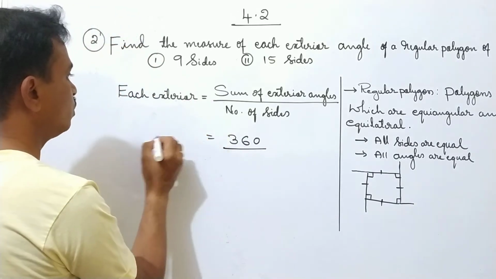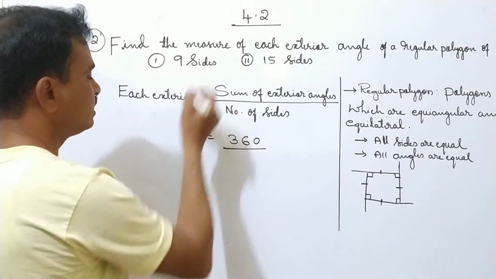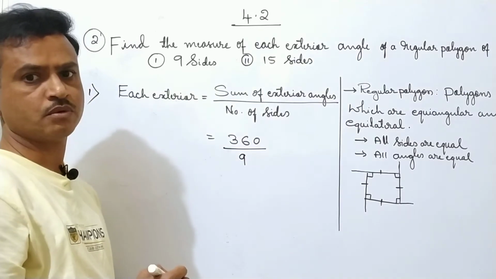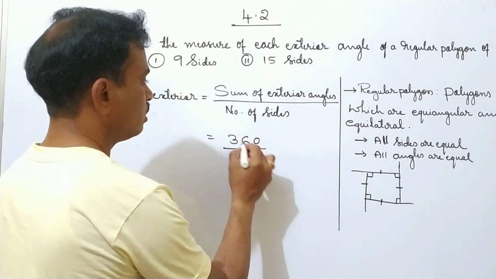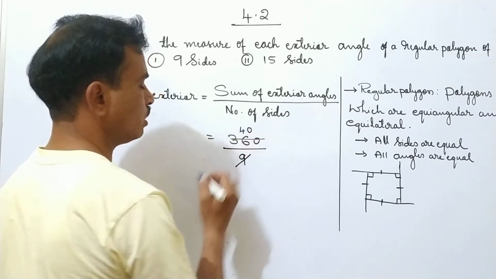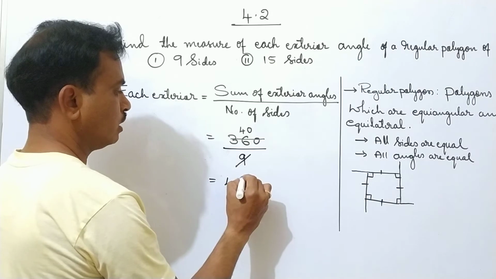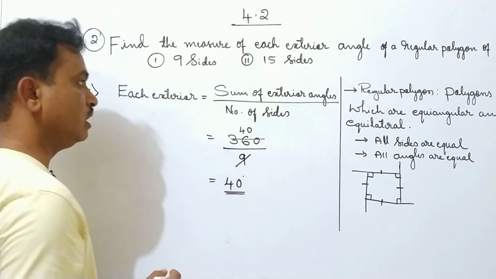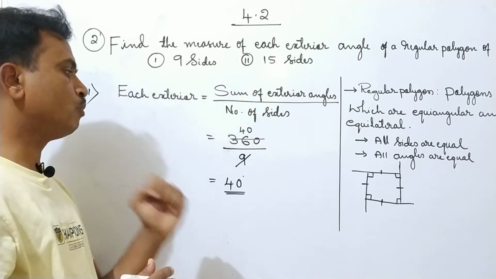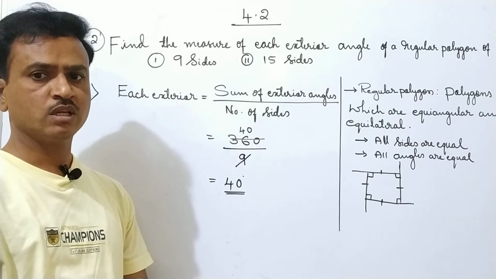This is the first one we are doing. A total of 9 sides are there, so we can take 9 here. 9 ones are 9, 9 fours are 36, 0 here. So this is equal to 40. That means each exterior angle of the regular polygon is equal to 40 degrees.